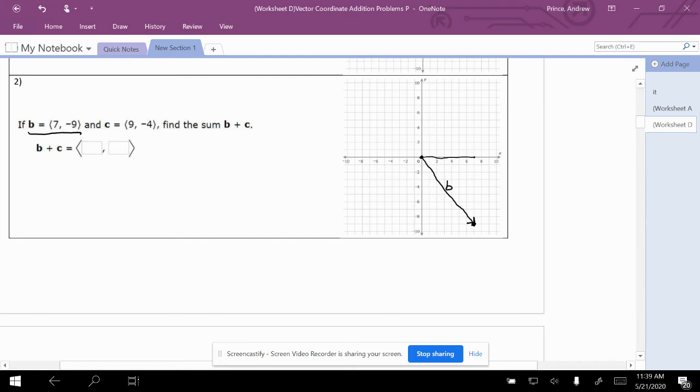Now for C, we have 9 and -4. So the x value is 9, so I'm going to come over to 9, and I'm going to go -4, so I'm going to go down 4. So here's my coordinate. So I'm going to have another vector traveling to there, and that's going to be C. So I'm going to clean this up a little bit, and then we'll look at what exactly that tells us.